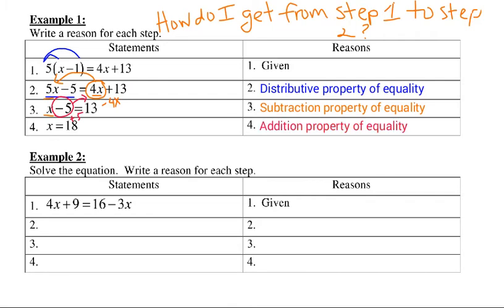And remember, the question you're asking yourself each time is, how do you get from step 1 to step 2? How do I get from step 2 to step 3? How do I get from step 3 to step 4? So what am I doing? And then if you can see, well, here I distributed, so that's my reason. Here I moved my 4x over, and I moved it by subtracting, so it's subtraction property. And here I moved my 5 over by adding it to both sides. We have addition property.